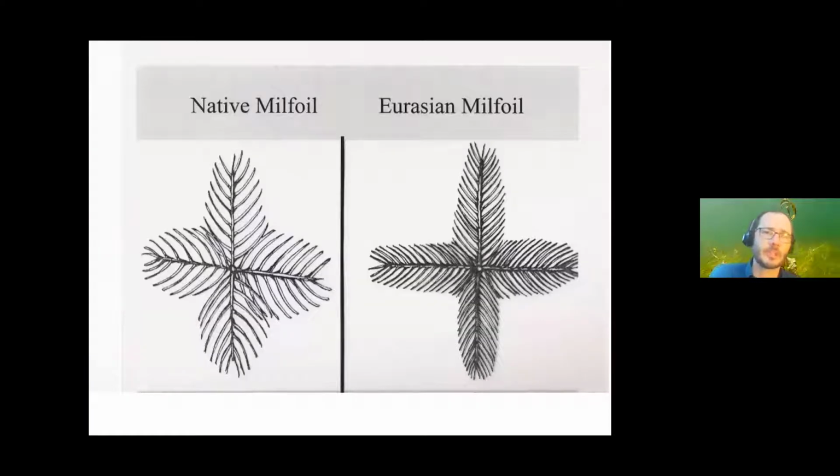So here's a good comparison between the whorls. We're looking at the stem, and we've cut it so we can look at the cross section here. We have 4 leaves here and 4 leaves here. You can see how the native milfoils look similar. They still have feather-like leaves, but there are less than 12 leaflets per leaf.